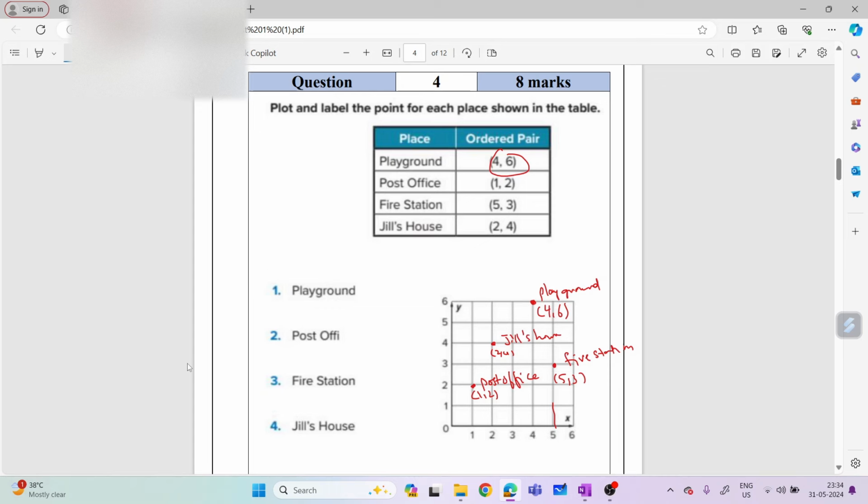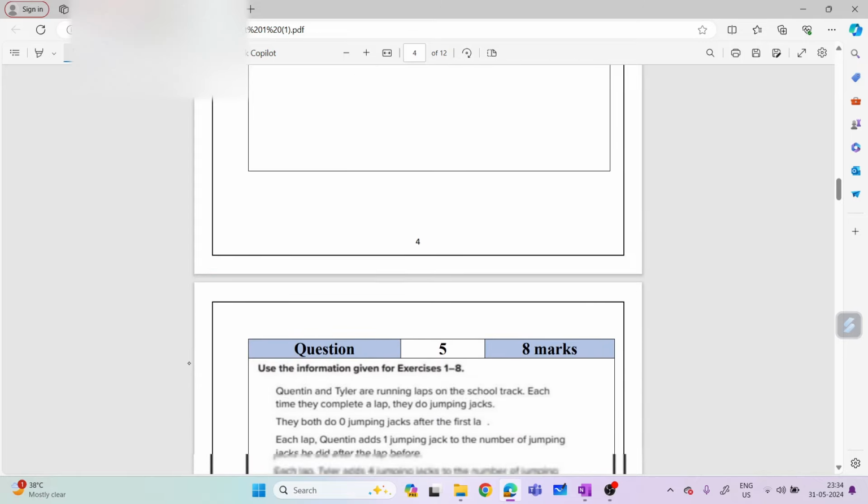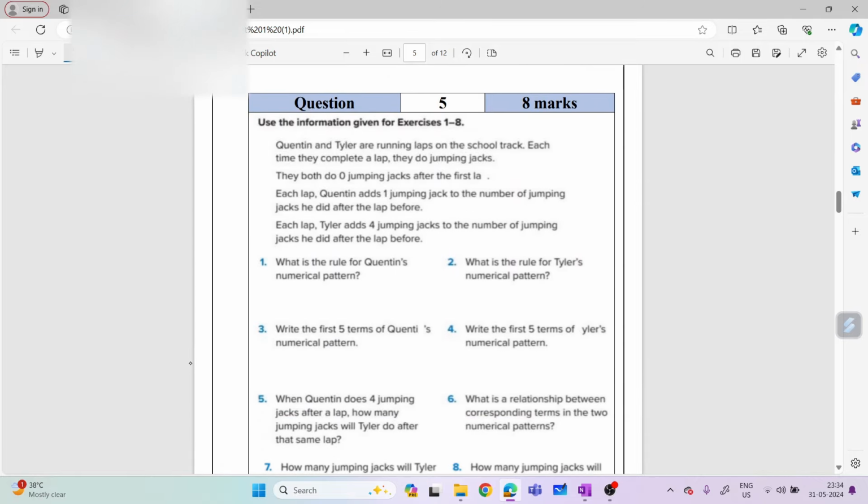You see, it is called plot and label. First we plotted. Plotted means the dots we did, the points we have written, and then the labeling. What is what? Playground is 4 6. Like that. One more problem.